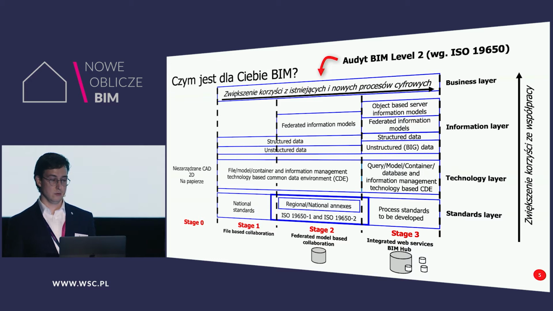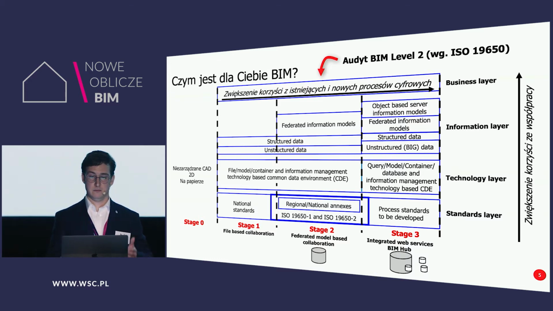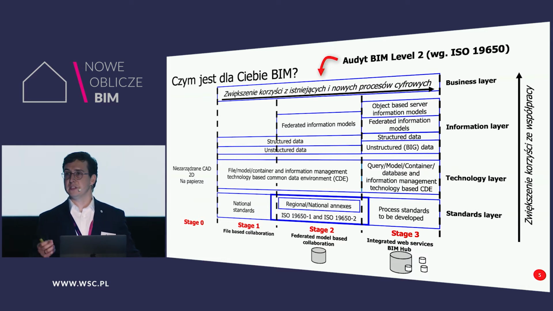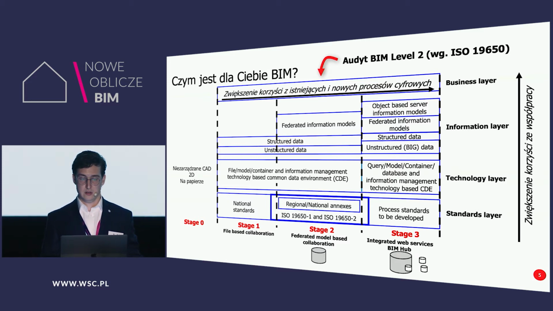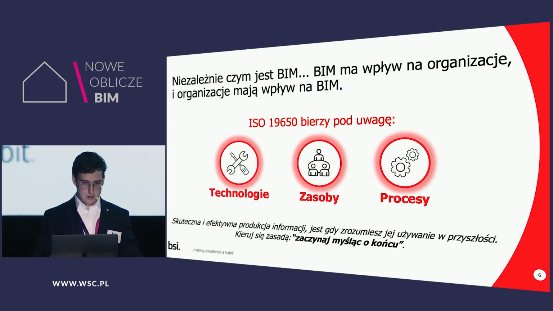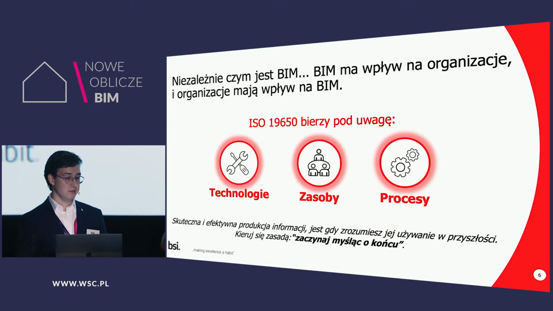This audit at stage 2 examines all of the above-mentioned information, including the guidelines of the ISO 19650, including all of the procedures lined out for the federated model. Let's move on to BIM level 2.